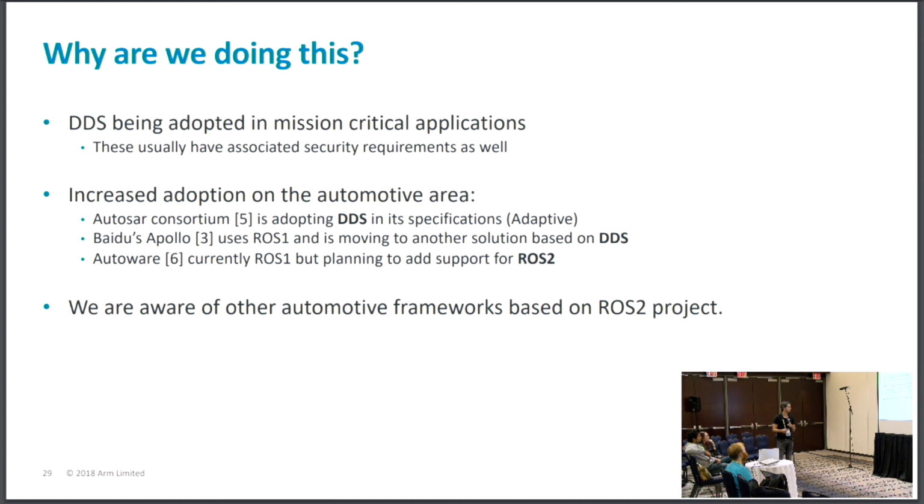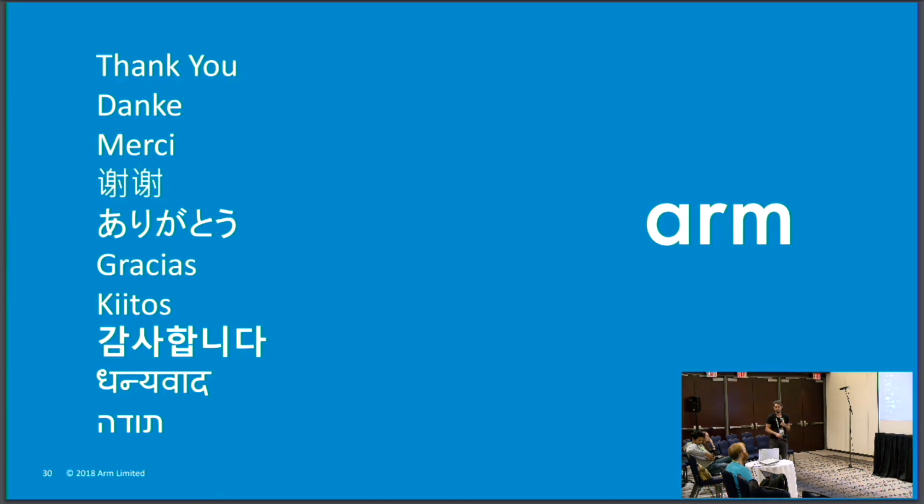And Autoware, which is another open source project, is using ROS1, but I think it's planning to use ROS2 soon, right? And someone in this room is going to be working on that, as far as I know. We do know other frameworks that also use ROS2 from other companies, and we believe that there may be many more that we don't know about. So that's the main rationale for doing this. And that's it. I think it was just in time.